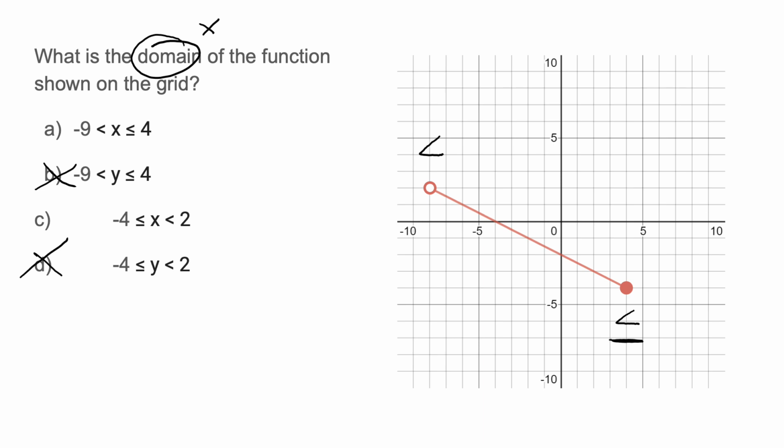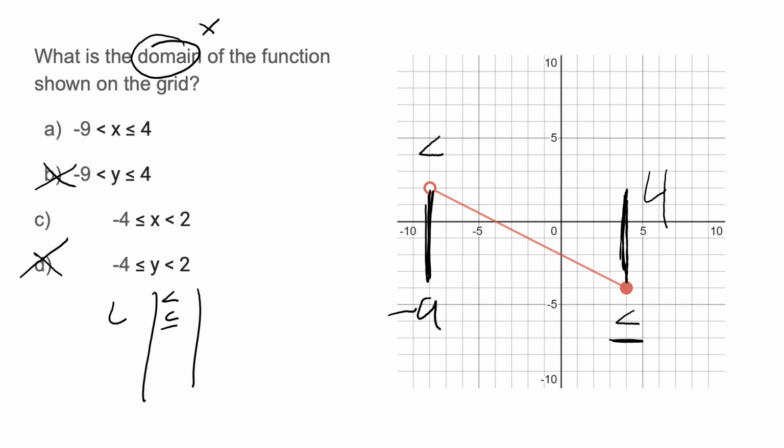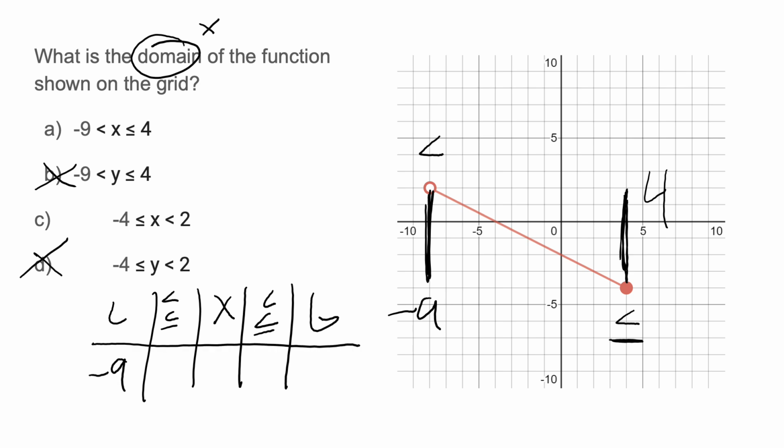So my lowest number on my domain is -9. My greatest number on the right is 4. So using my chart, so my lowest number or my least number is -9. So that means A was the answer.